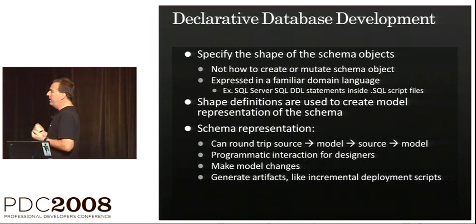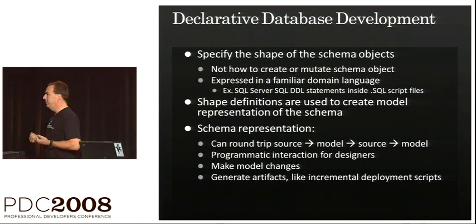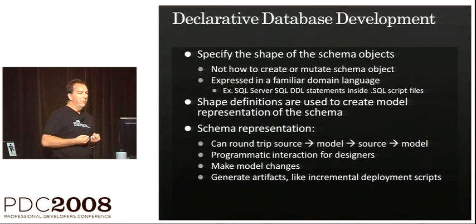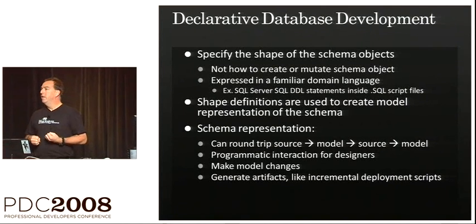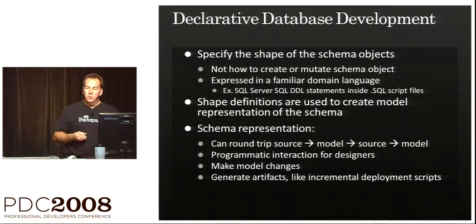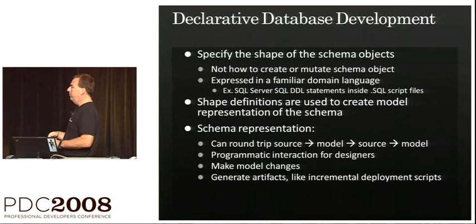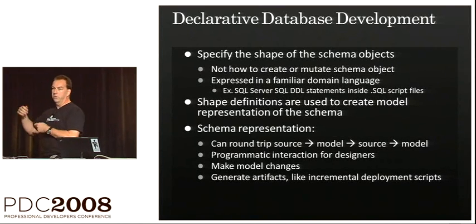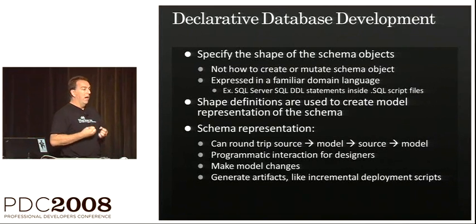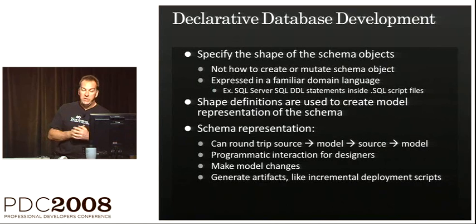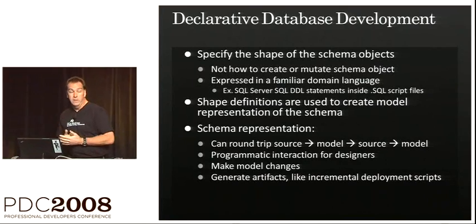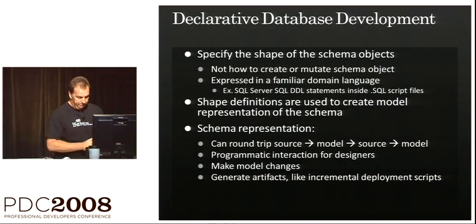Those shape definitions are then used to actually create a model representation. So when we open up your project, we read all your .SQL files and create a model representation that we are going to then use to represent your schema. So we can do things like round trip your source code version into a model, and from model back to source code, and from source code back to model. That way, we can have designers and other tools work on top of the model. We can generate those artifacts as part of it. And one of the most important artifacts that we can generate is the deployment script, and we'll get to that in a moment.